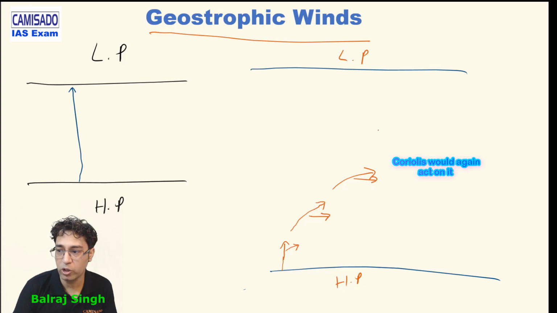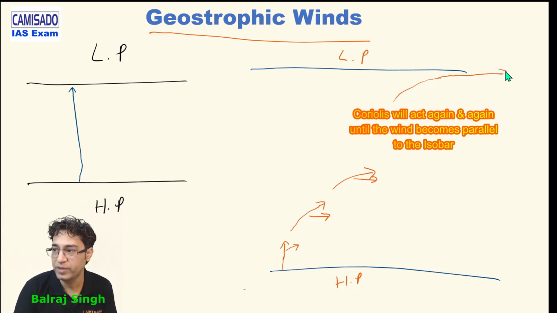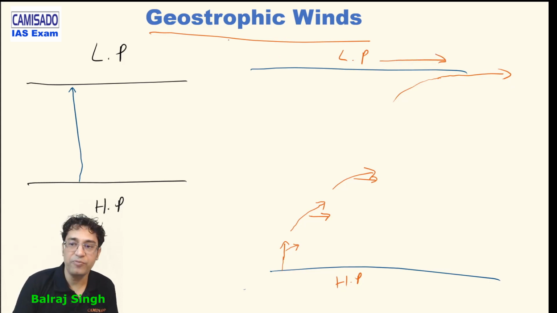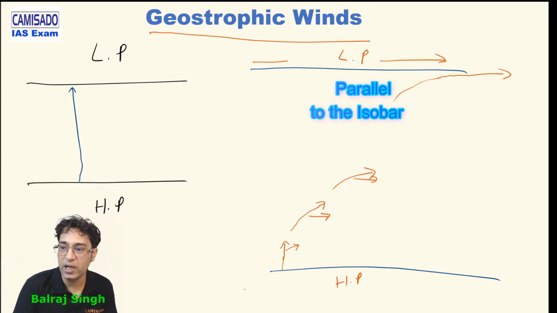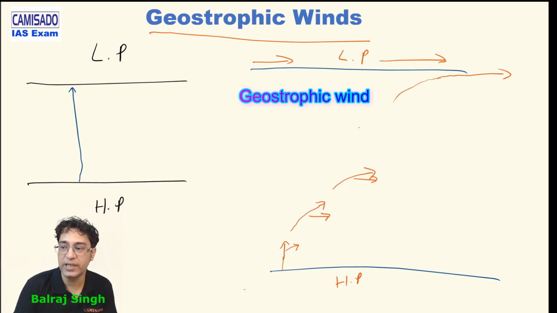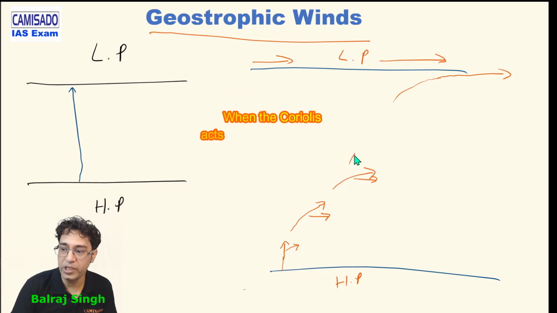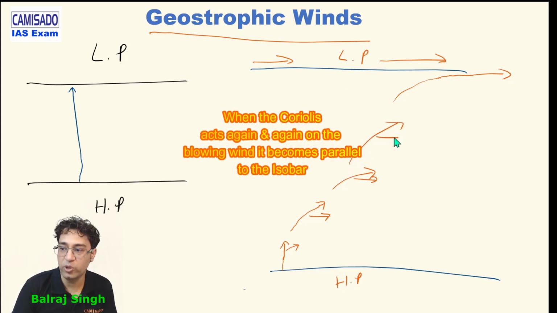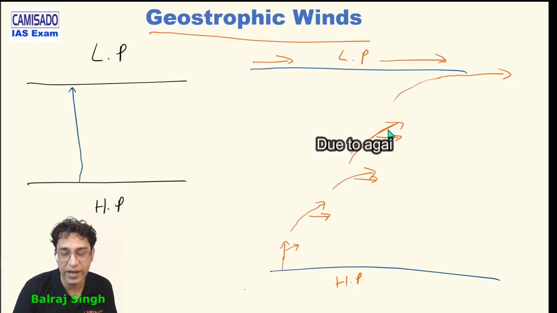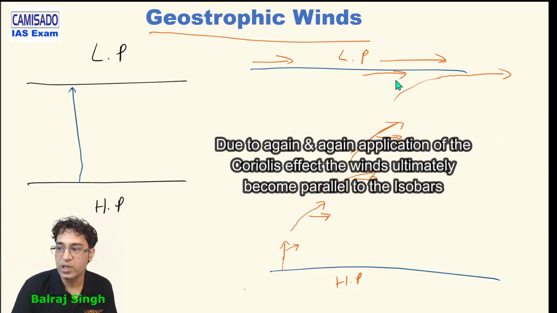Again there would be Coriolis effect, and this will keep happening till the time the wind starts blowing parallel to the isobars. When the wind starts flowing parallel to the isobars, it is called a geostrophic wind. This is how it happens: continuously the Coriolis force keeps acting on the wind that has deflected towards the right. So due to the Coriolis effect acting again and again, the wind ultimately becomes parallel to the isobars.